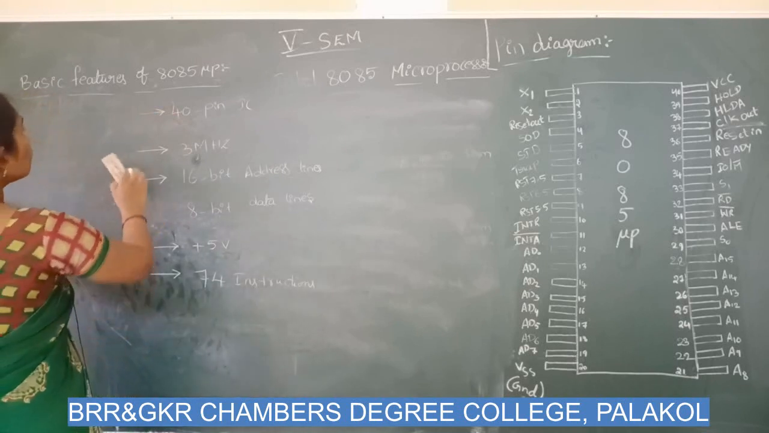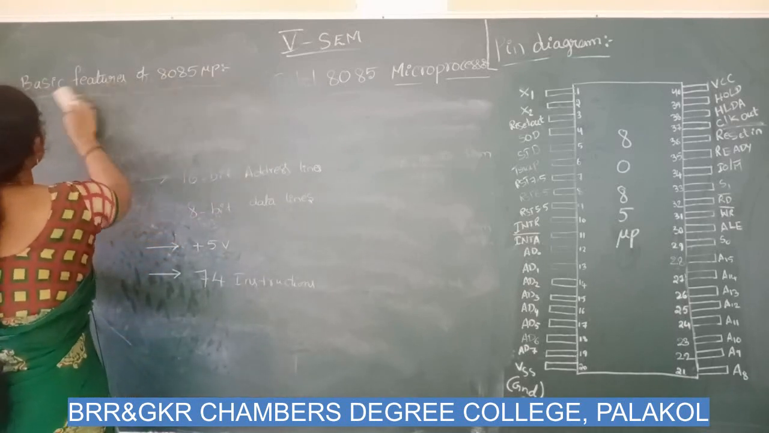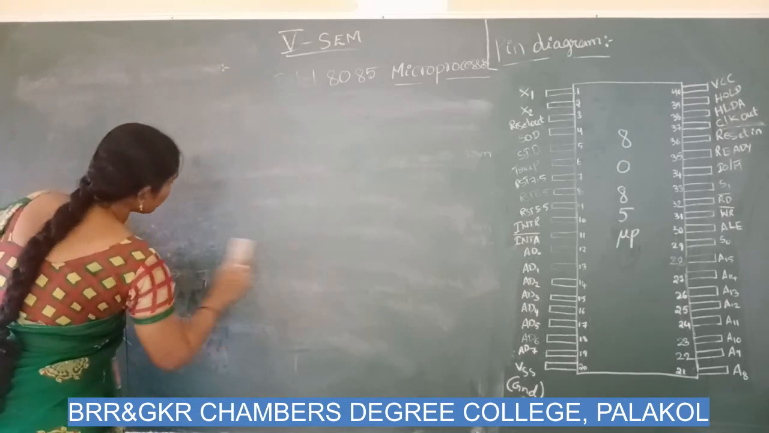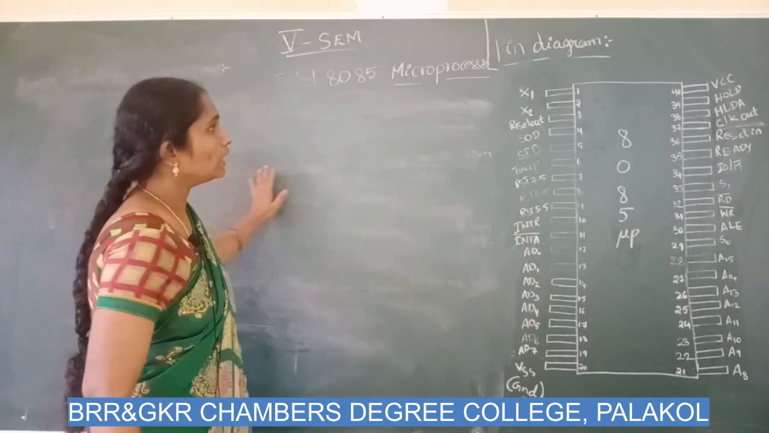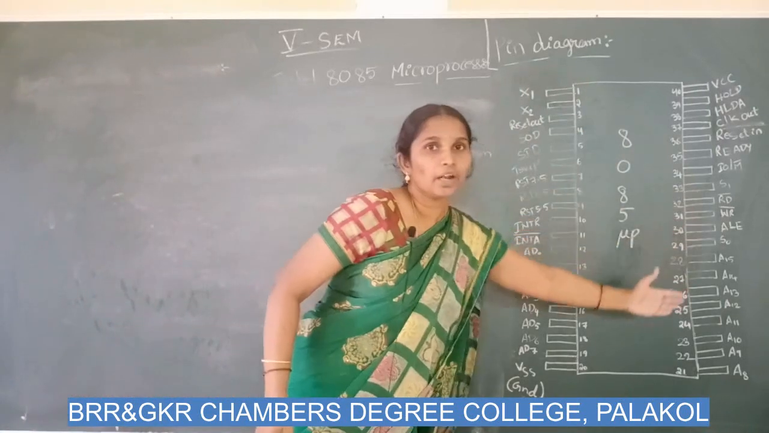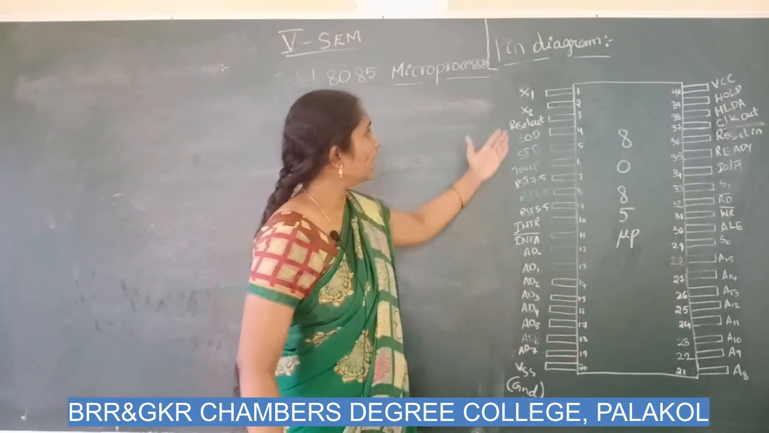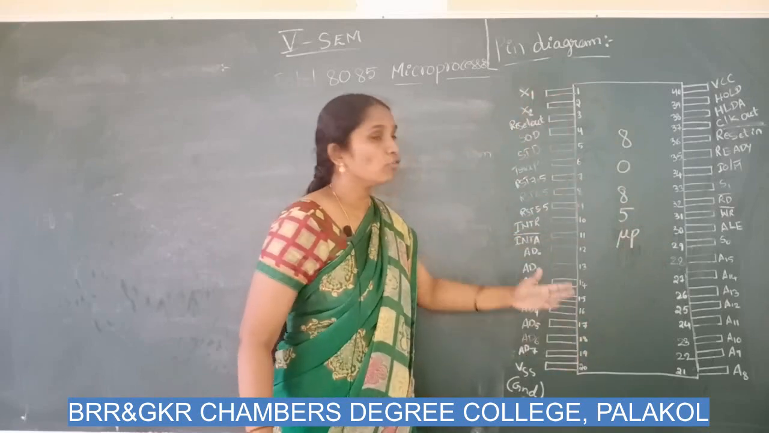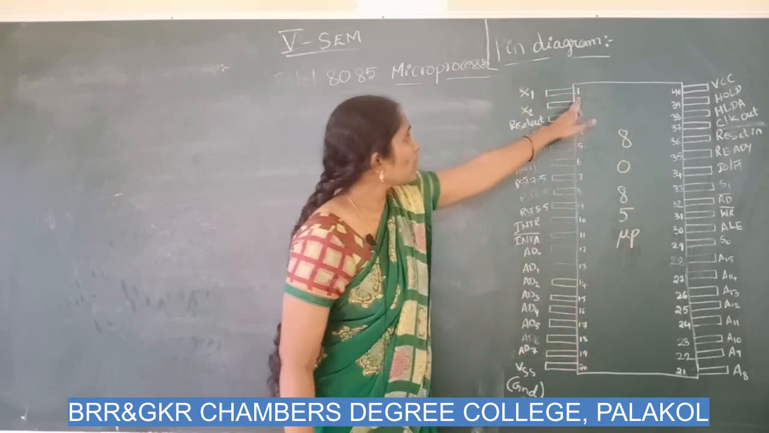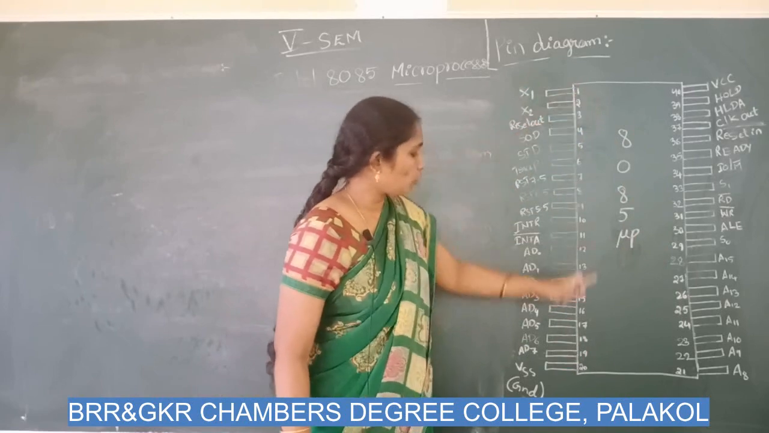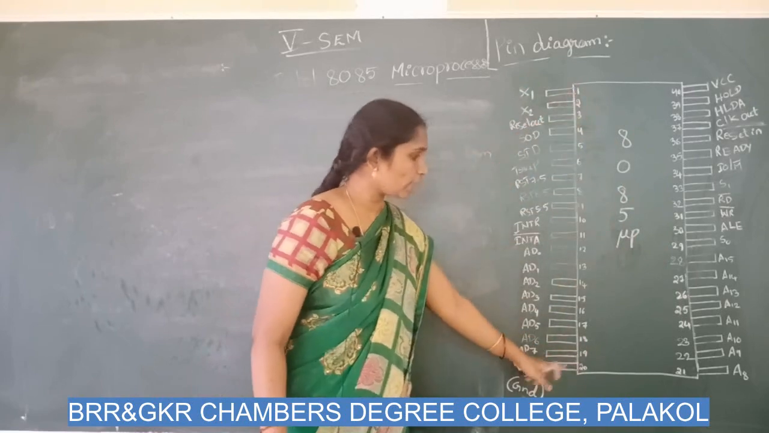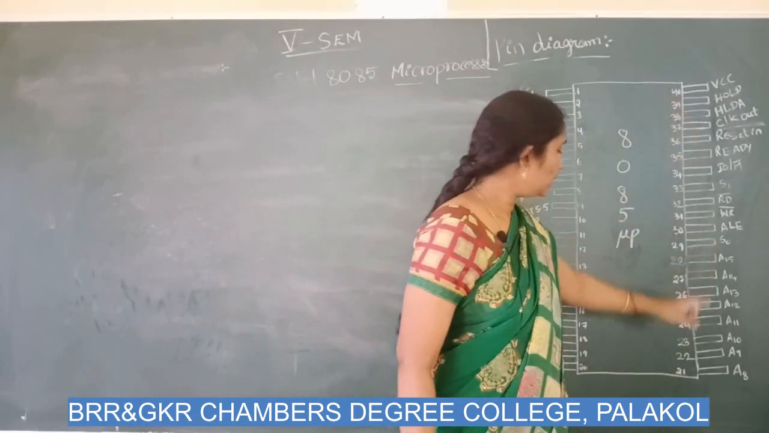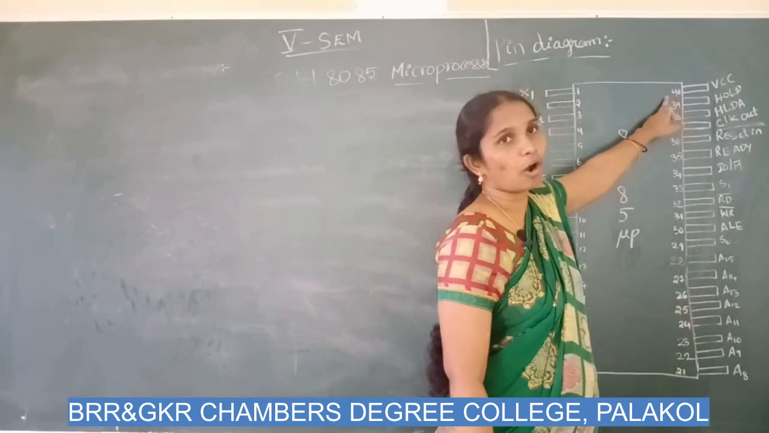Now I will explain the pin diagram of the 8085 microprocessor. This is the pin diagram of the 8085 microprocessor. It has 40 pins, starting from here: pins 1 to 20 from top to bottom, and pins 21 to 40 from bottom to top.